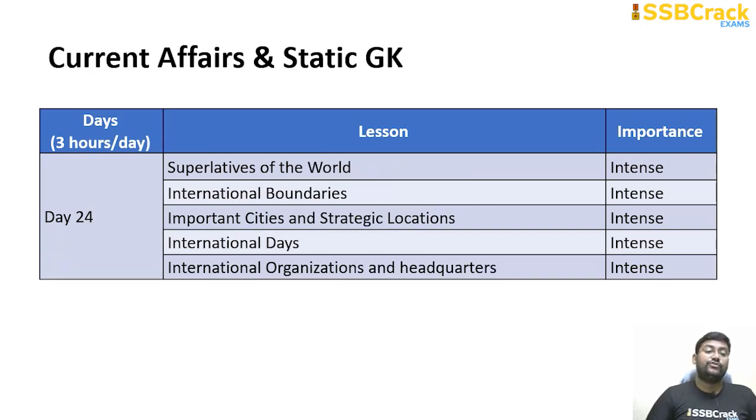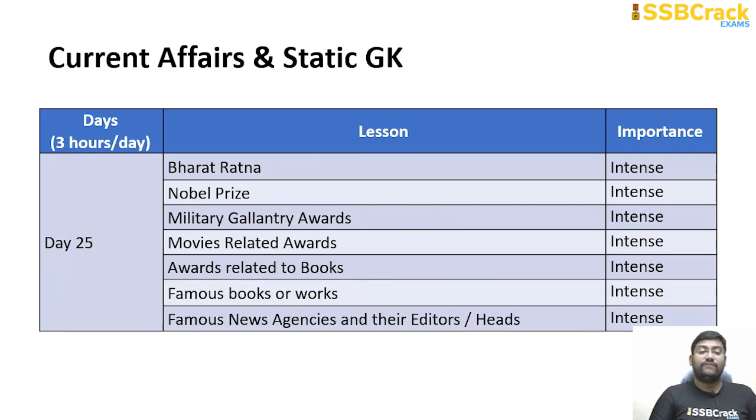And on day 24 you should be dealing with superlatives of the world, international boundaries and their names, important cities and strategic locations, international days, international organizations and their headquarters. And finally, day 25 will be dealing with the different types of awards, that is Bharat Ratna, Nobel Prize, Military Gallantry Awards, movie related awards, awards related to books, famous books or works, famous news agencies and their editors or heads.